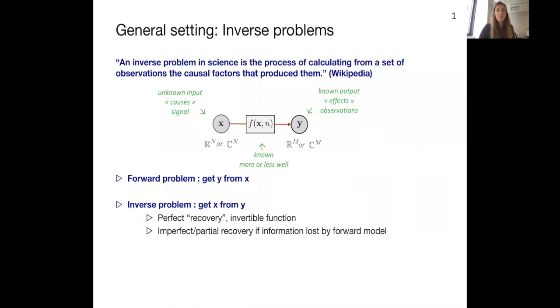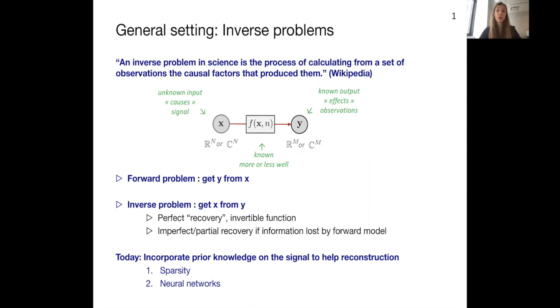Of course, this is a very, very general problem, and we are not going to cover how to solve inverse problems in general today. What we are going to focus on is how we can use some prior knowledge on the inputs in order to help the reconstruction. We will follow two main axes, one being sparsity, and the other one being neural network priors.